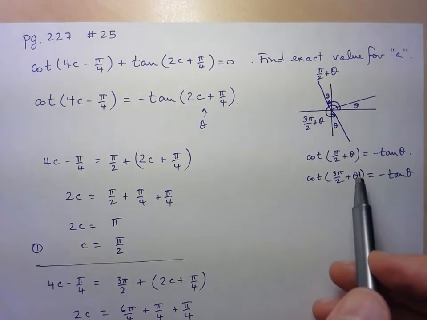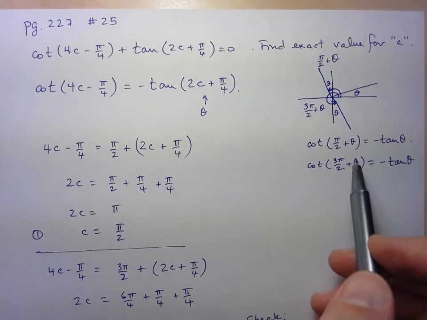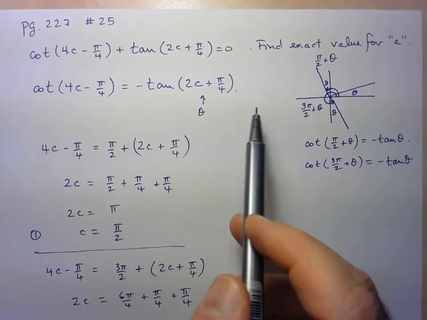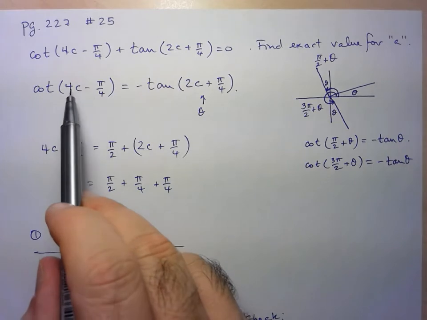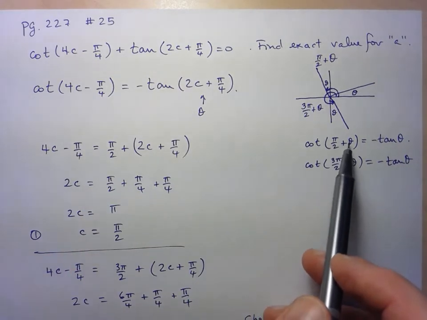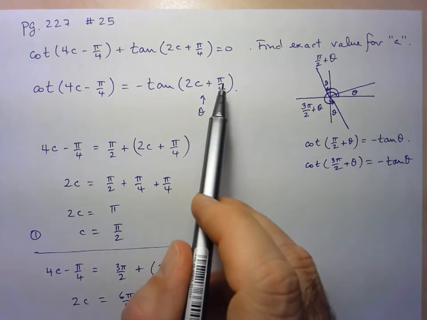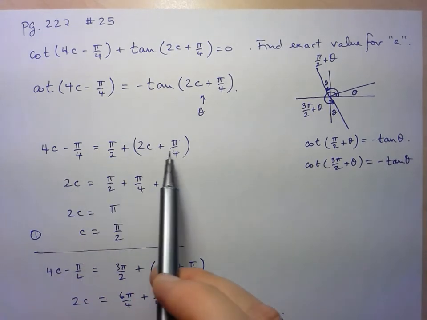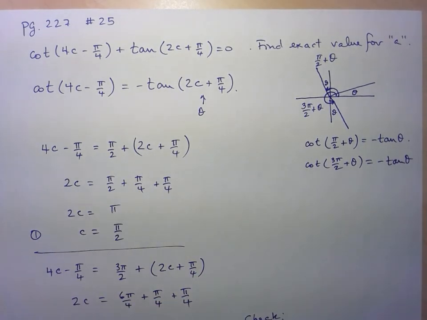So that gives me the identities to use, and then I just take my equation and relate it to the identity. So my left-hand side is equal to pi over 2 plus theta, and the angle on the right-hand side is just equal to theta, and that allows me to create a nice equation to solve. Okay, that's it for this one.